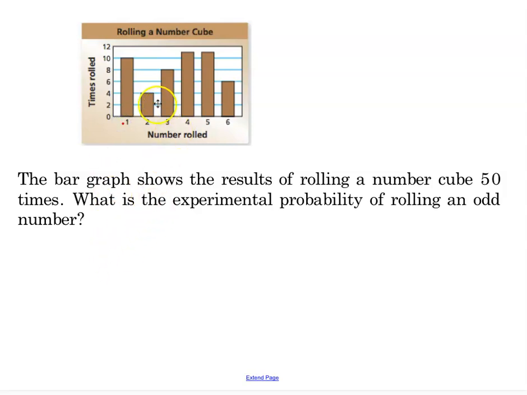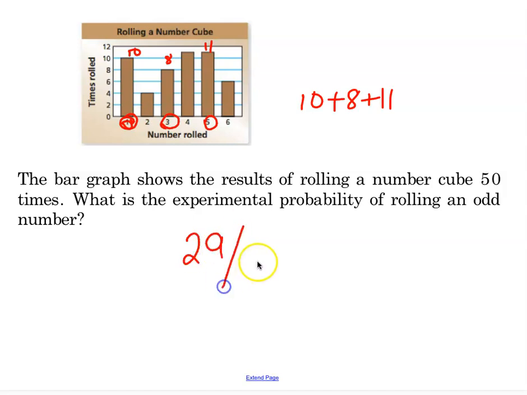And 1 was 10 times. We look at 3, and 3 came out 8 times. And we look at 5, and because it's between the 10 and the 12, it came out 11 times. So 5 is 11, 3 is 8, and 1 is 10. So for an odd number, we would add that up. 10 plus 8 plus 11 is 29. So an odd number in this experiment came out 29 out of 50 times. Why? Because we rolled a number cube 50 times.